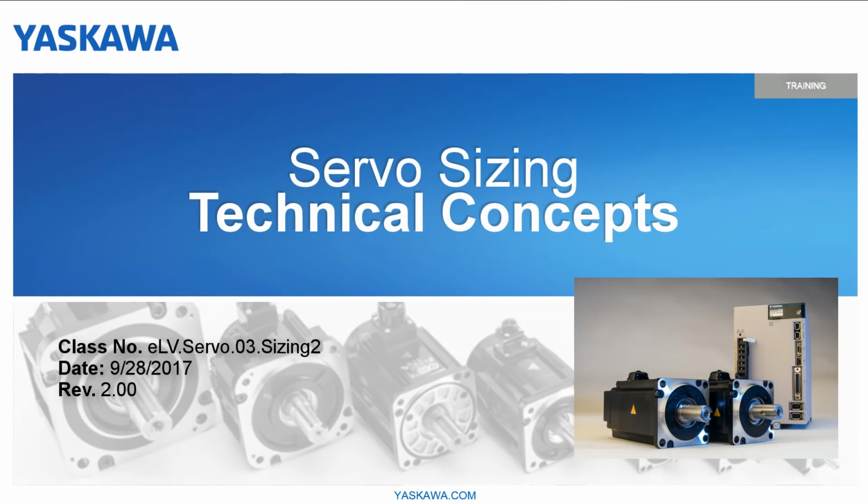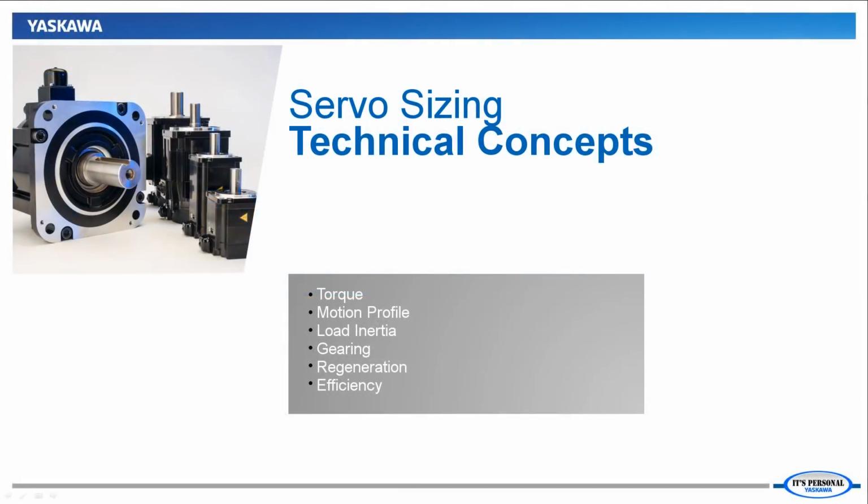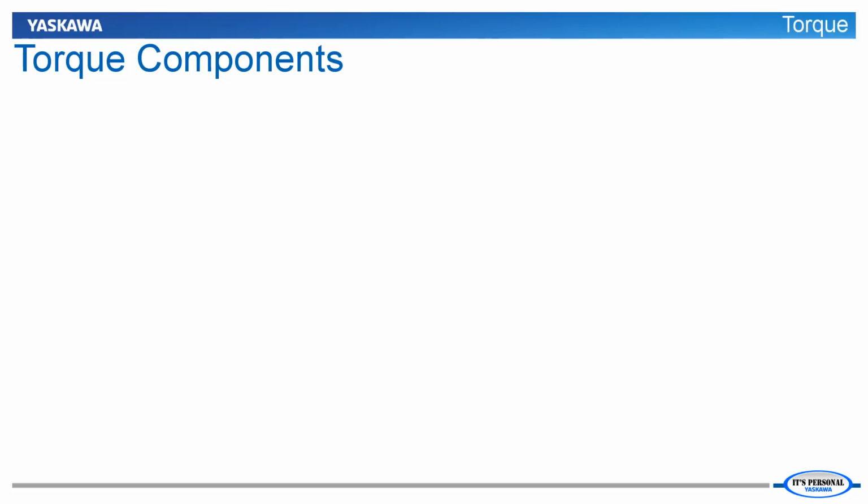In this e-learning module, we'll look more in depth at several sizing factors, including torque, the motion profile, the load inertia and how to reduce it, the effects of gearing, regeneration, and machine efficiency. When appropriate, we'll look at examples of equations that are used, as well as practical suggestions for motor sizing and machine design. We'll start by looking at the components of the torque profile.